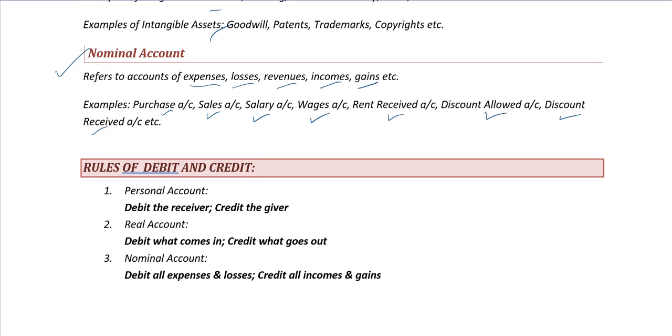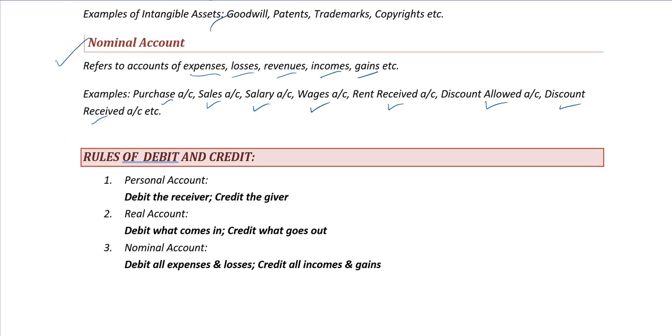Let's check out the rules of debit and credit for the personal account, real account, and the nominal account. For personal account, the rule of debit and credit is debit the receiver, credit the giver. For real account, it is debit what comes in, credit what goes out. And for nominal account, it's debit all expenses and losses and credit all incomes and gains. So these are the rules of debit and credit which apply to the accounts that we've just learned.